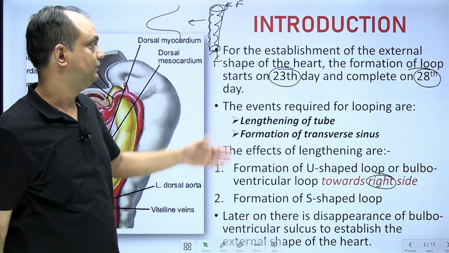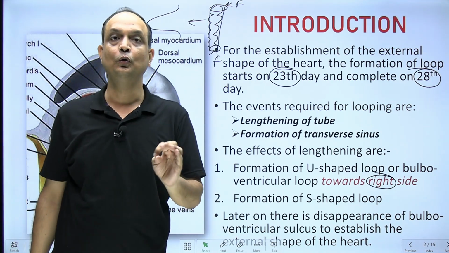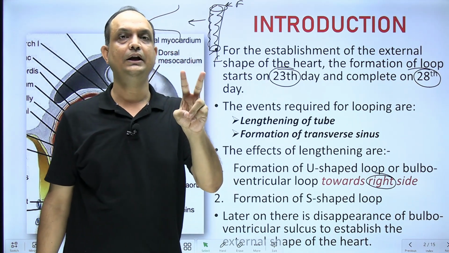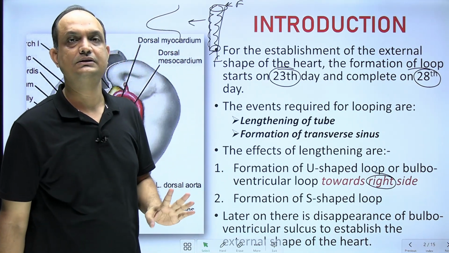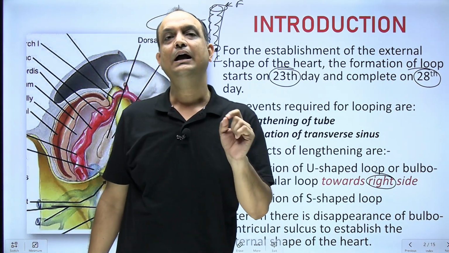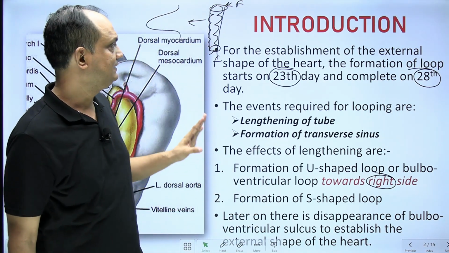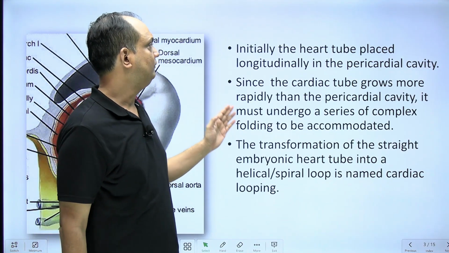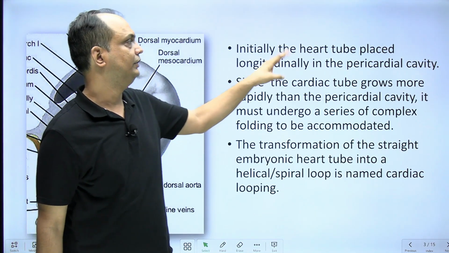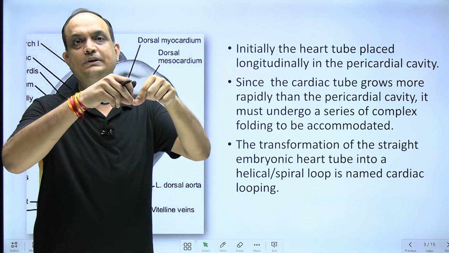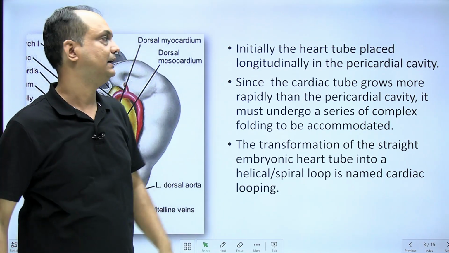So my dear students, when you are writing about the cardiac loop or the folding of your heart tube, there are two very important events which you have to understand. One, lengthening of the tube, and second, simultaneous formation of the transverse sinus. So let's discuss them one by one. What will happen initially? The heart tube is placed longitudinally in the pericardial cavity. So we know that initially the tube is a straight tube and it lies in the cavity.